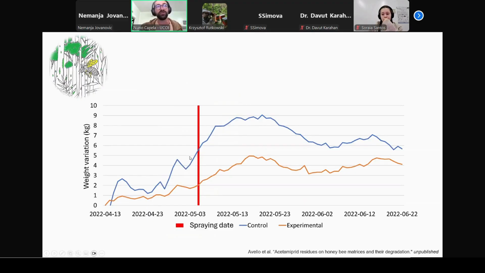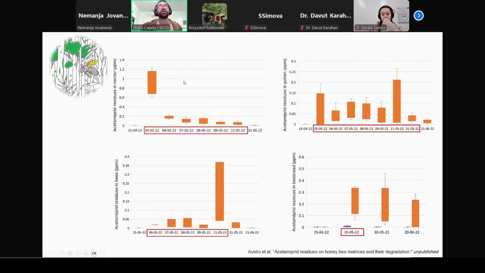As you can see in here, the bees were interacting with the landscape when we did the spraying. They were collecting resources from the landscape, so there was exposure. And we even tried to see the degradation of the product. You can see in here that one day after the spraying, it was 1 ppm of residues in nectar. And then on the next day, you have the reduction and you could only find about 20% of it.